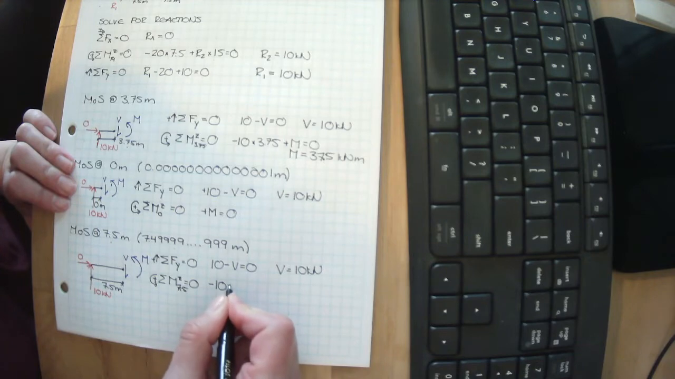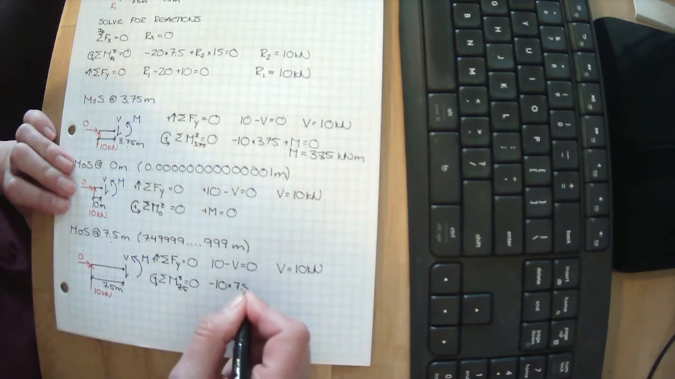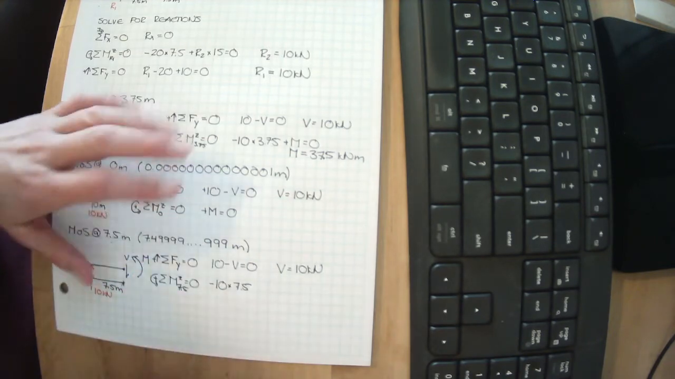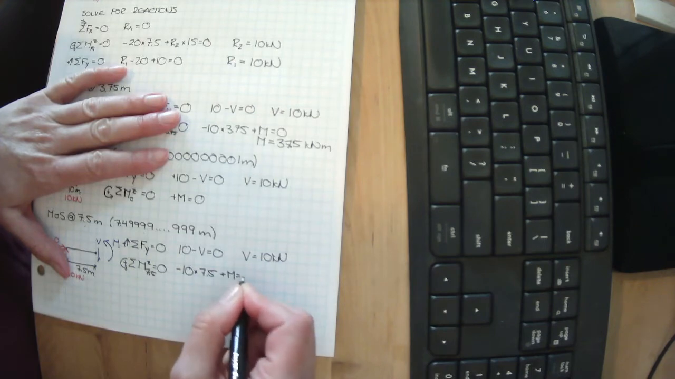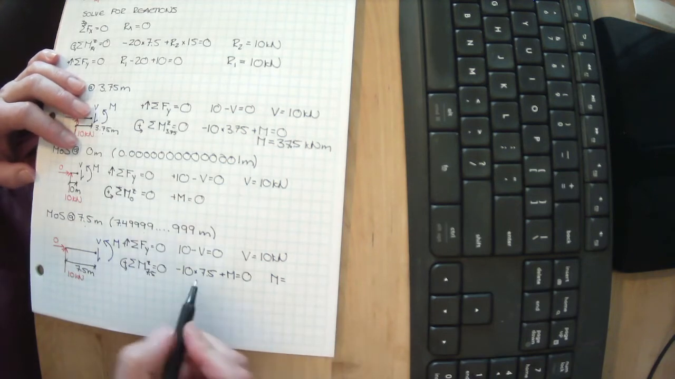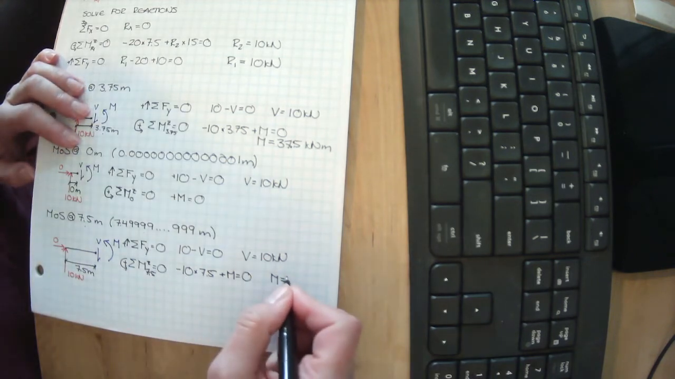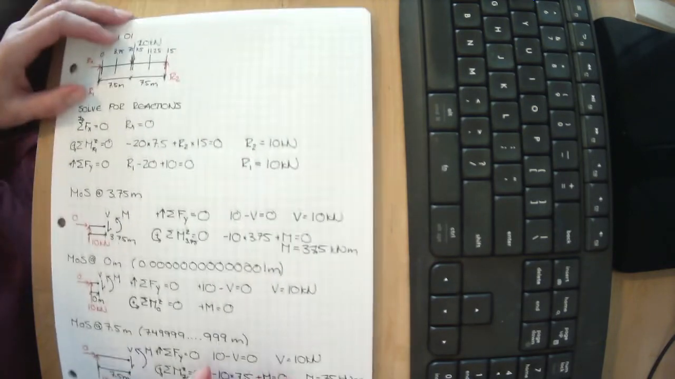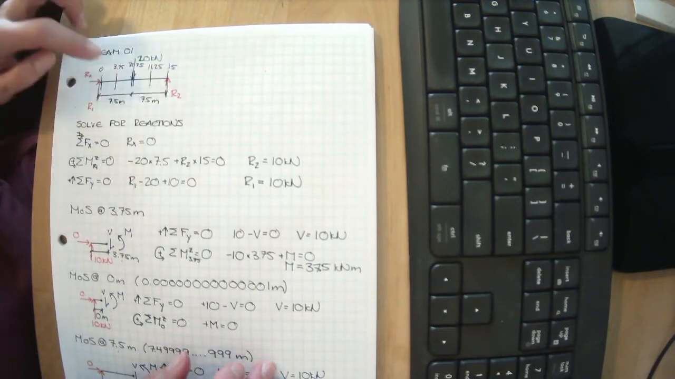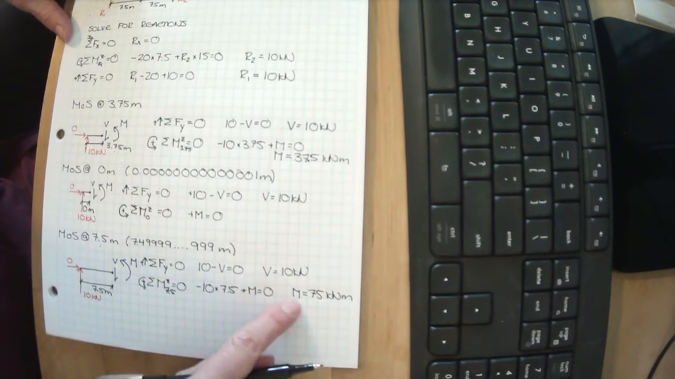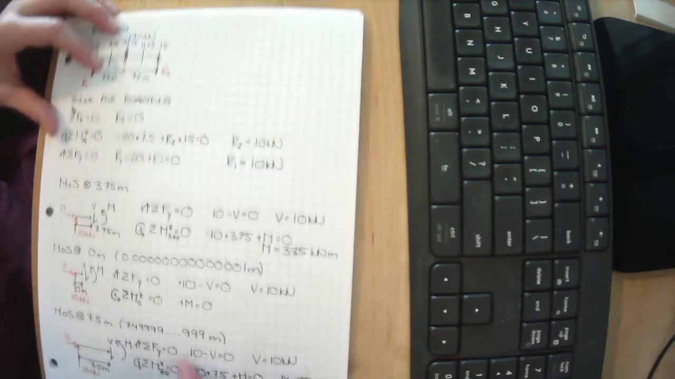So minus 10 times 7.5 meters plus our unknown moment. We can solve for M. Bring this over here. Becomes positive. 10 times 7.5 is 75 kilonewton meters. Okay, so for this member to be in static equilibrium, right here at this point, there is 10 kilonewtons of shear and 75 kilonewton meters of moment. All right, looks like we're starting to get some information.